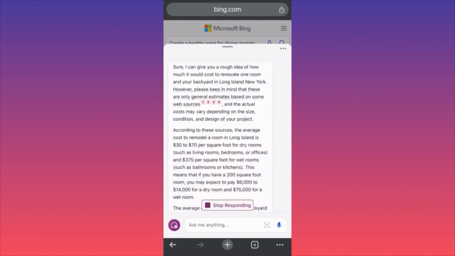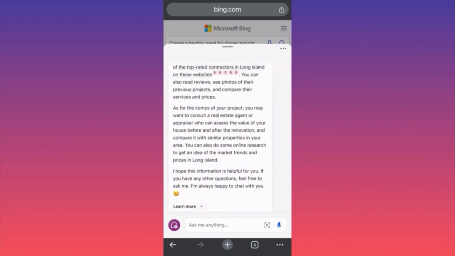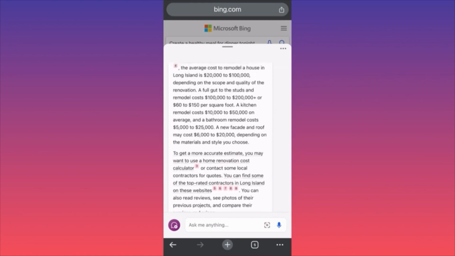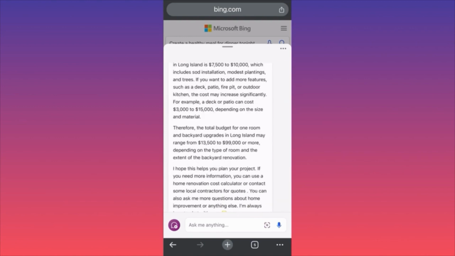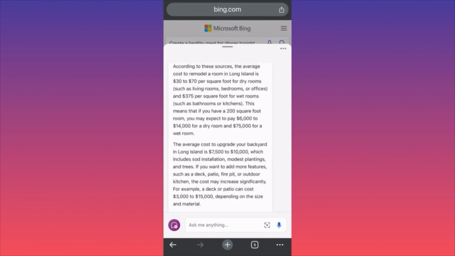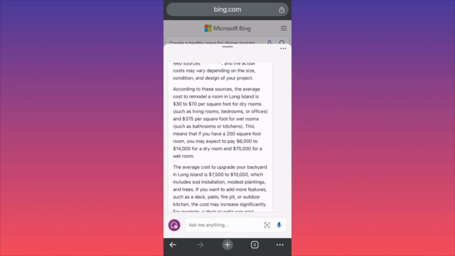Sure, I can give you a rough idea of how much it will cost. According to these sources, the average cost to remodel a home in Long Island is $30 to $70 per square foot. You see that? The previous estimates that we got earlier were much higher. Right over here, guys, 60 to 150. Now we got down to $30 to $70. So it's a huge difference.